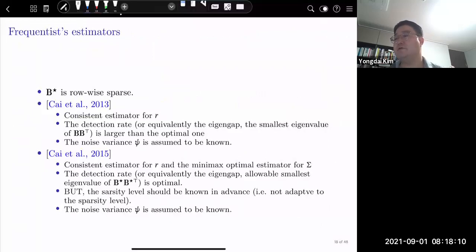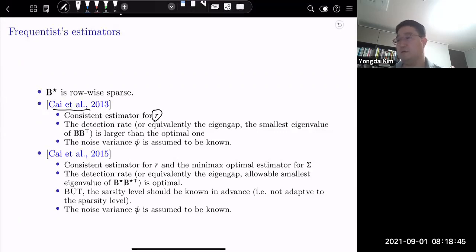And there are also the frequentist estimators. Kai and his colleague wrote two papers. In 2013, they proposed a consistent estimator for the factor dimensionality, but the detection rate is larger than the optimal one. So it's not optimal. Also the noise variance psi is assumed to be known.